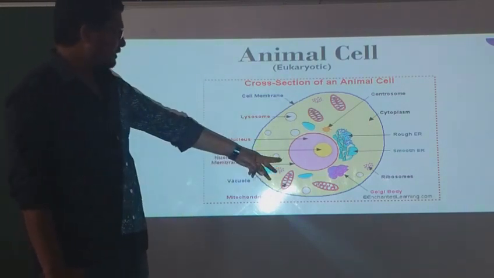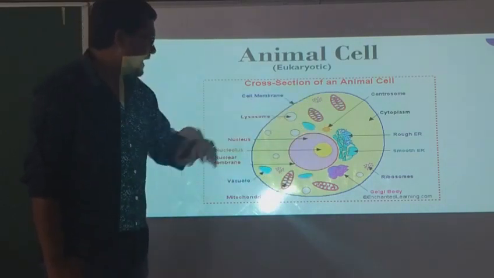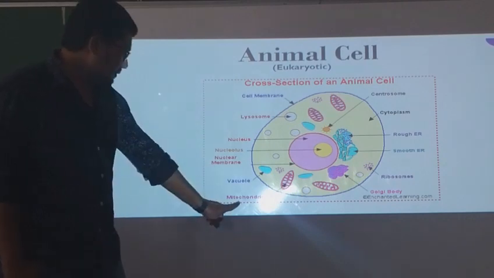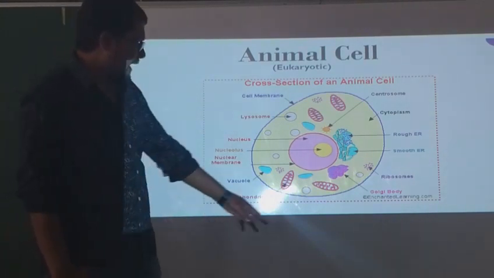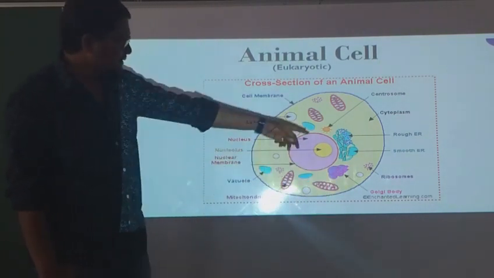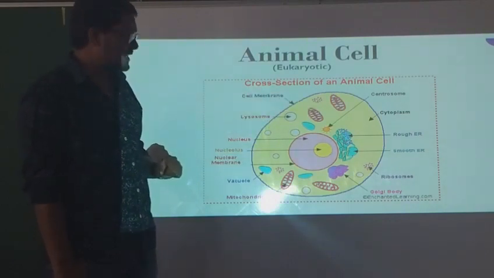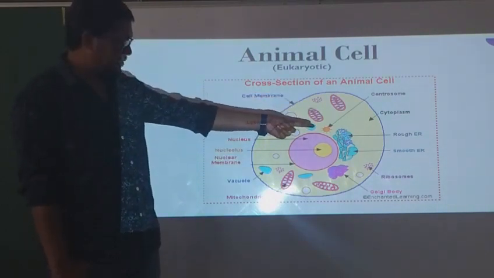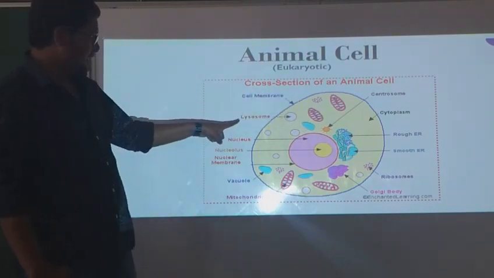Along with the nucleus you can see many other membrane bound organelles, and importantly you can see here the mitochondrion, which is popularly called the powerhouse of the cell, and other membrane bound organelles like Golgi bodies are present. Endoplasmic reticulum, we have two types, that is rough endoplasmic reticulum and smooth endoplasmic reticulum, and along with that lysosomes are there.